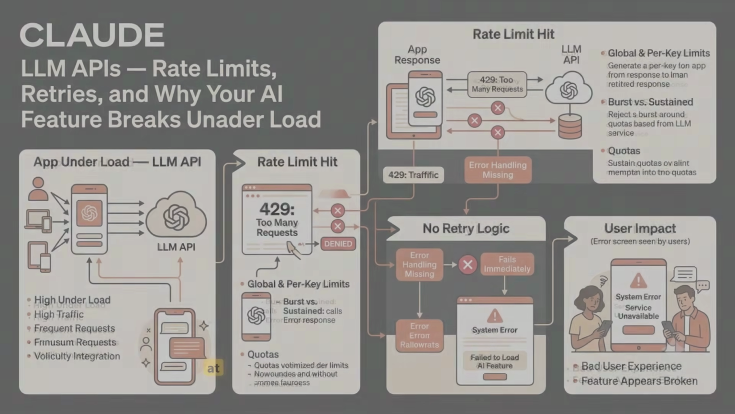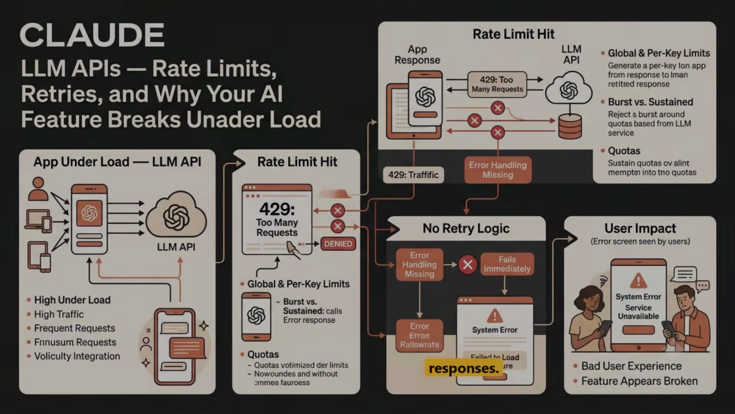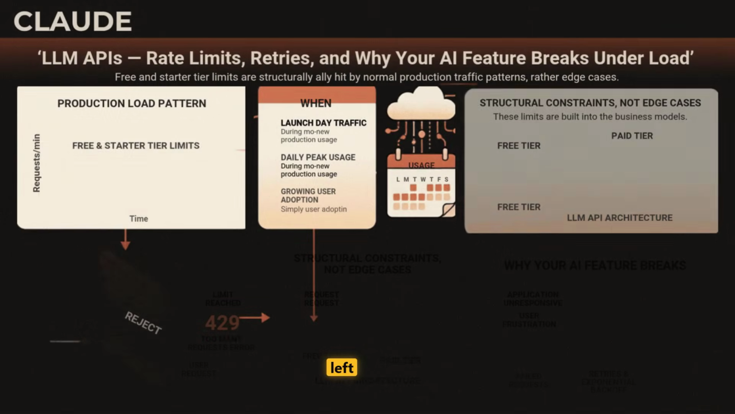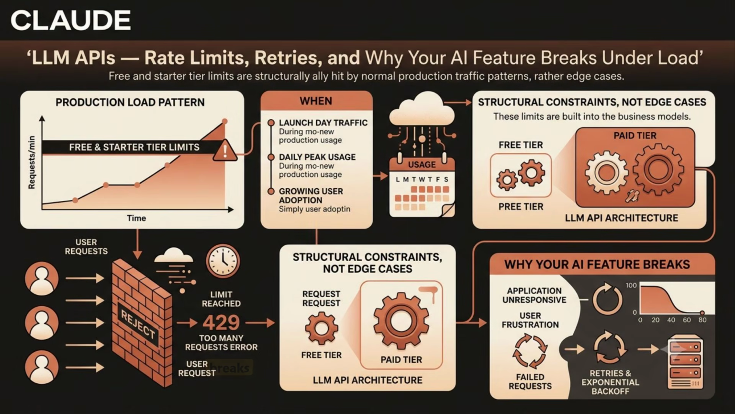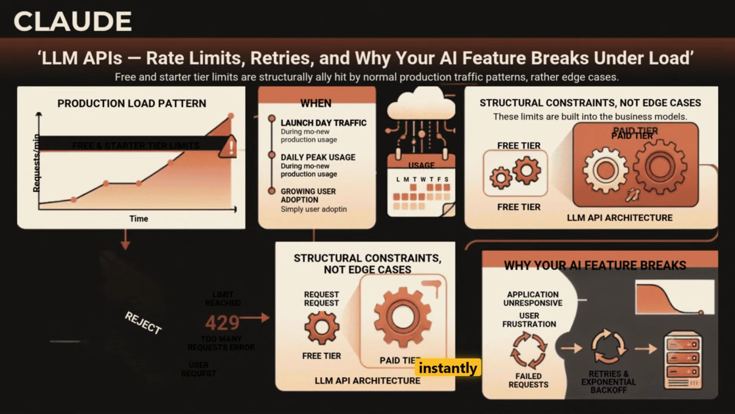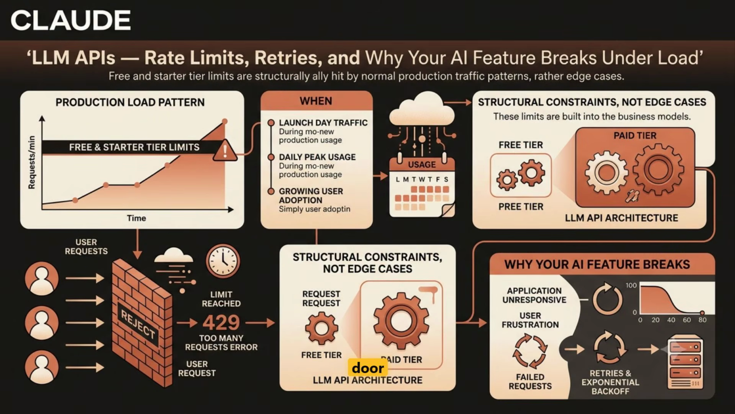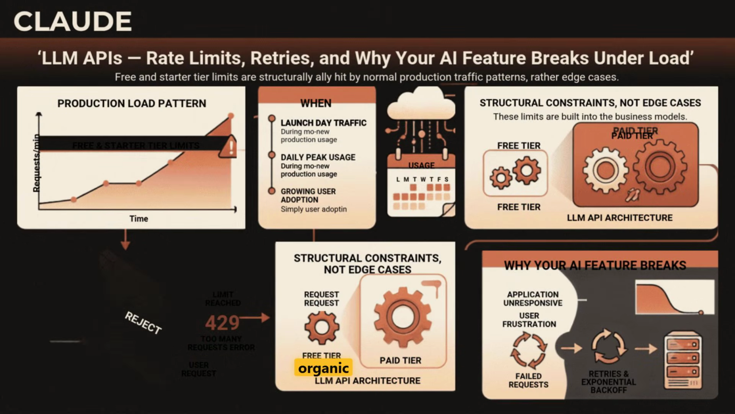Next, let's look at the exact mechanism inside the provider that triggers these 429 responses. Look at the top left graph titled Production Load Pattern to see how quickly standard traffic breaks your app. Imagine running a coffee shop with a single register. Everything runs smoothly until 3 customers walk in at once, instantly creating a line out the door. On the graph, the red line shows your requests per minute rising over time during launch day traffic, daily peak usage, or organic user adoption.